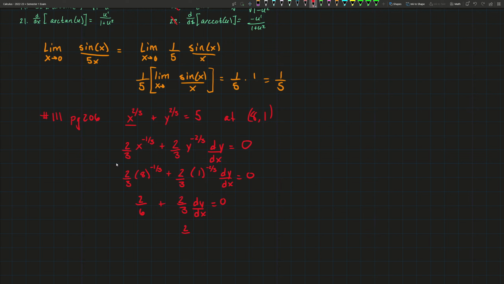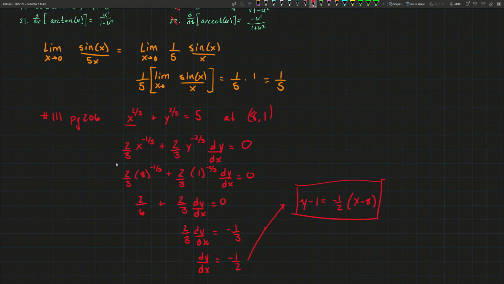So 2/3 dy/dx. I'll answer a bunch of these questions here in a second. I started this problem before people started asking. Okay, so that's our slope. And then we have a slope and a point. And that's your equation of the line.